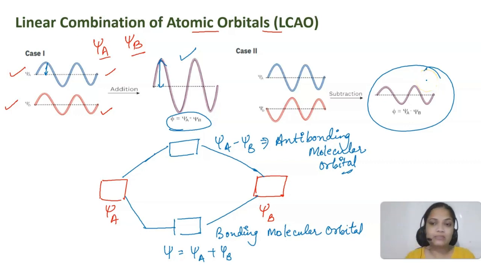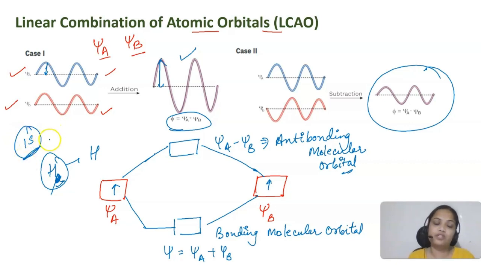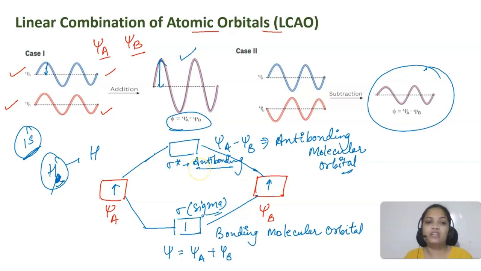If it's a hydrogen atom, two hydrogen atoms combine to form a molecule. Each one has one electron, and you know that for hydrogen the electron lies in the 1s orbital, in the 1s subshell. So when these combine, we will call it sigma, the sigma bonding molecular orbital, and this is sigma star. Star represents anti-bonding. Sigma star means sigma anti-bonding molecular orbital. This is how we represent it.